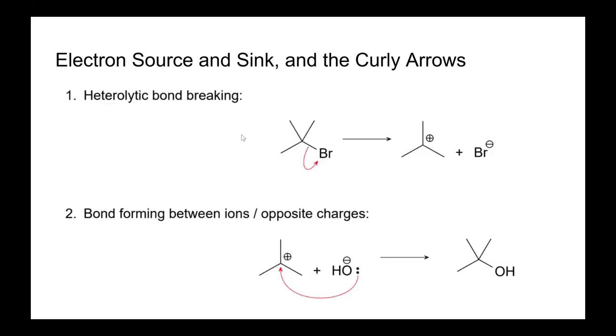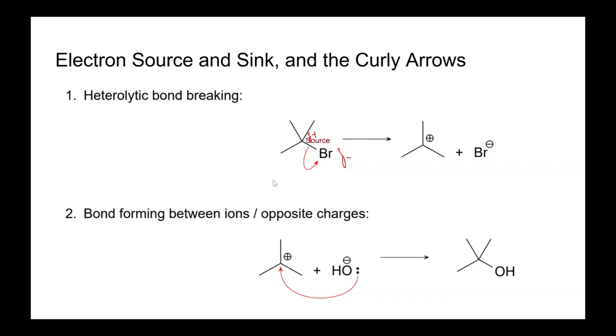So I'm going to demonstrate electron sources and sinks with examples here. So in this case, the Br has a partial negative charge, while the carbon here has a partial positive charge. So in this case, the Br here is the electron sink, while the carbon here is the electron source. So in this case, the bond pair here will likely go towards the bromine rather than the other way around, and that's why this bond can break.